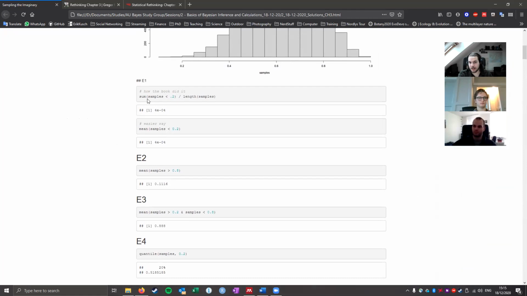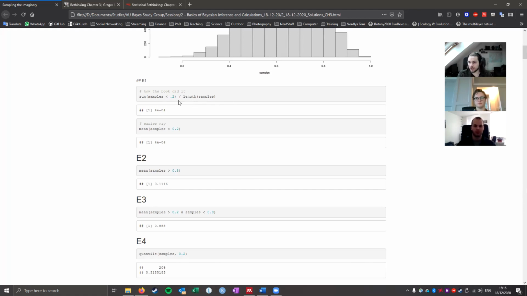So for that, we just look at the sum of all of the samples for which it is true that the samples are smaller than 0.2. Because this will convert samples into a vector of true and false. And if we build the sum of this, it will just tell us how many trues are in there. So how many of our samples are smaller than 0.2. Now, we were asked for the proportion, so we also need to divide that by the length of the samples to then get to the conclusion.